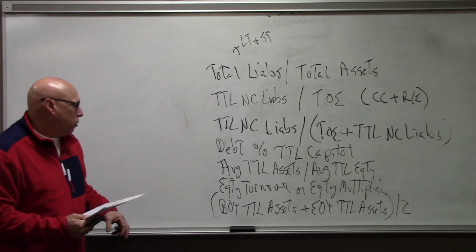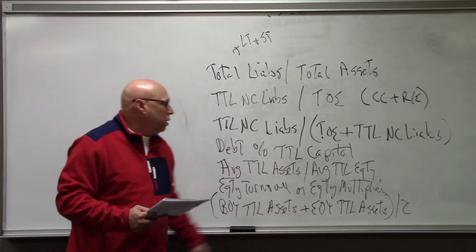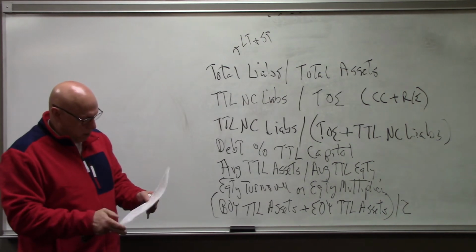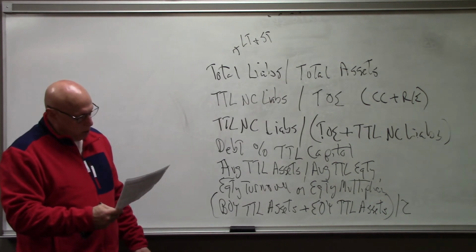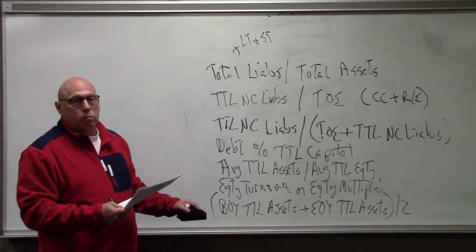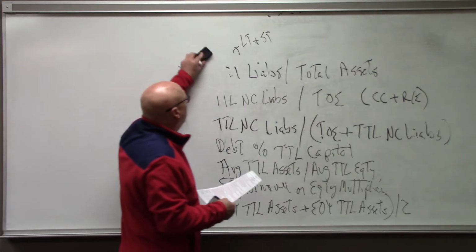So, we average our assets in the numerator, and we average our equity in the denominator. That's for the year, and we get our equity multiplier, equity turnover. Now I'm going to erase this to make more room. So be sure you got these definitions.